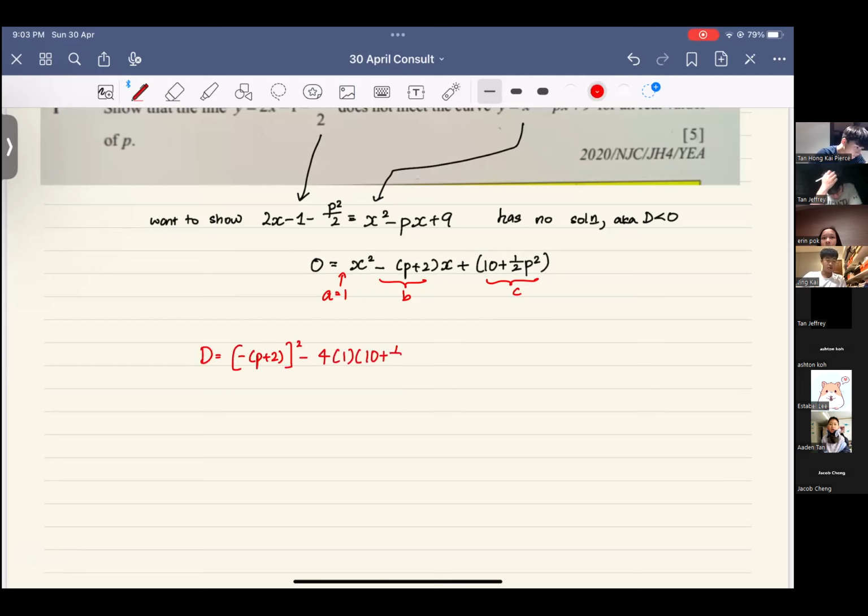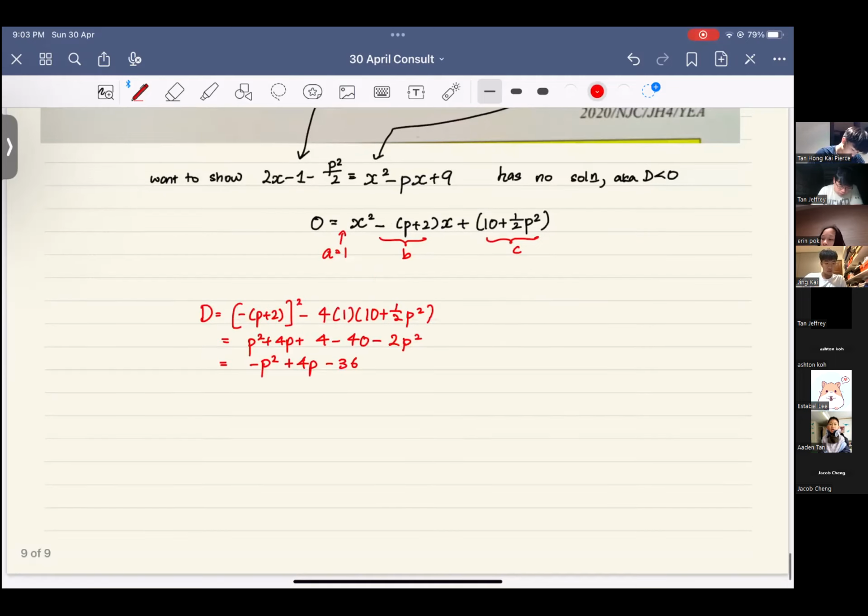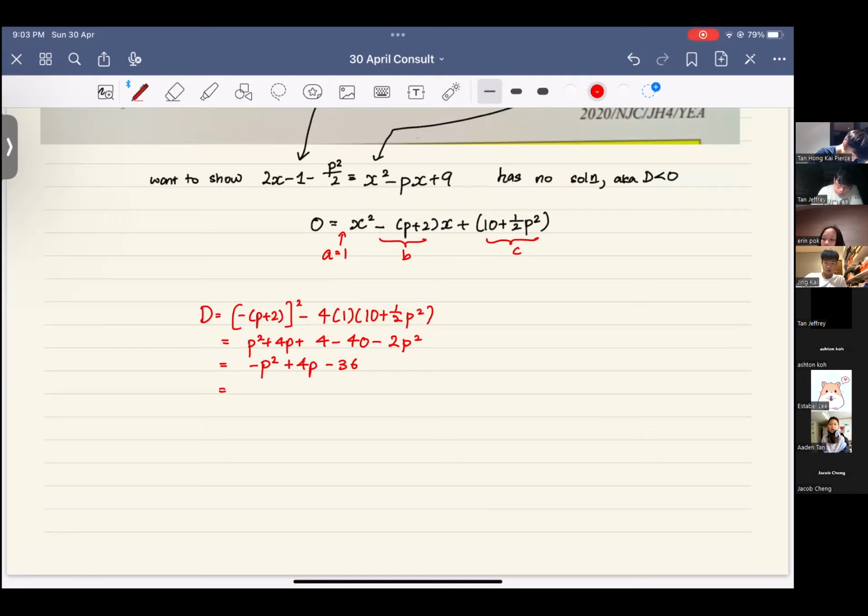If I try to complete the square, this is the same as negative p minus 2 square plus 4 minus 36, which is the same as negative p minus 2 square minus 32. So Erin, you see that this part is already always less than 0. This is basically less than or equal to negative 32, which is less than 0 for all p. Why do you complete the square?